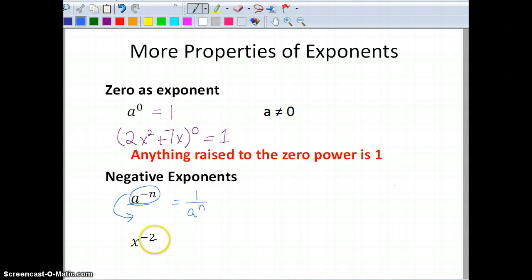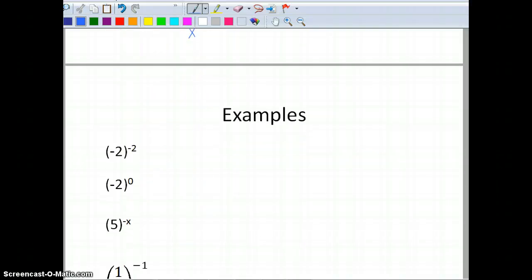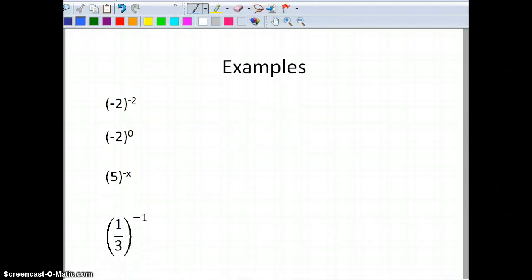Now when I have x to the negative 2 power, I'm going to bring it down, so I have 1 over x squared. So just moving it from the numerator to the denominator, or the denominator to the numerator, is going to change that negative exponent to a positive. So let's look at some examples.